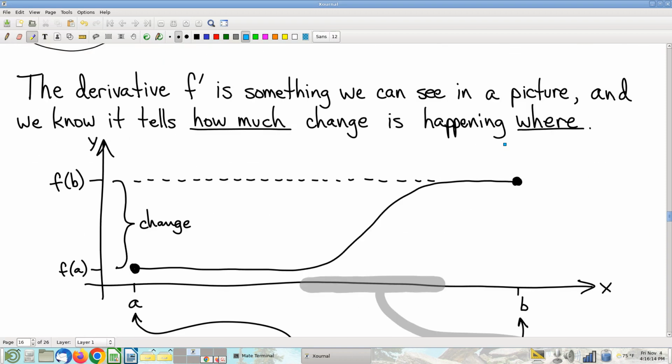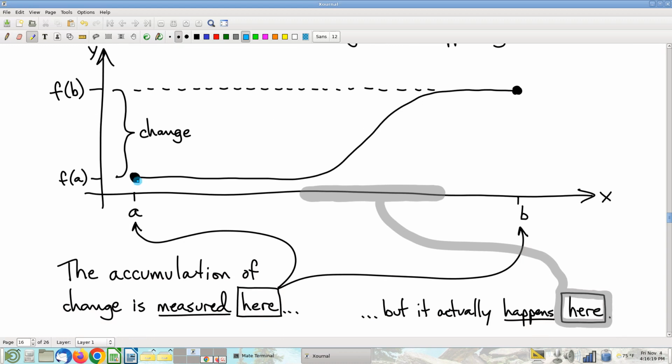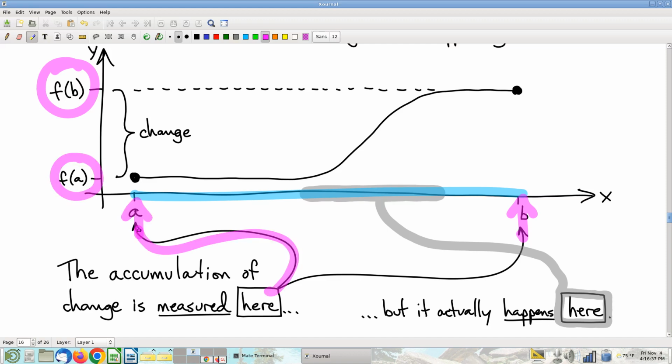So here's a picture of the function. I might want to keep track of its change, looking at this graph right here. If I were to ask how much the function changes over that interval, well, you would look at the value of the function there, and you'd look at the value of the function there. And so you would measure the change by computing f of b and f of a and subtracting. Said differently, you compute change on the boundary.